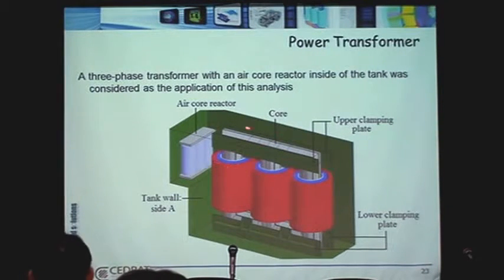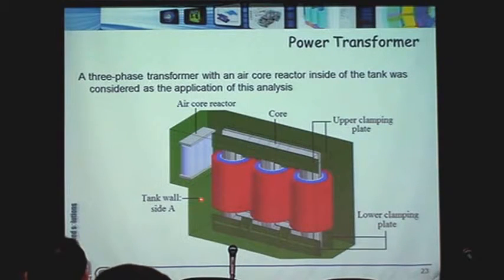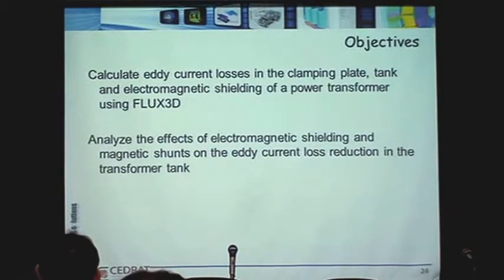So here we have the full tank. There is a small air reactor on the side. We have the core, and the clamps up and down. And really the issue here is, you see how the wall of the transformer goes here? We have a little problem because we have stray losses right here, and they're hitting this wall in a dangerous way. So we need to find out how we're going to mitigate those losses.